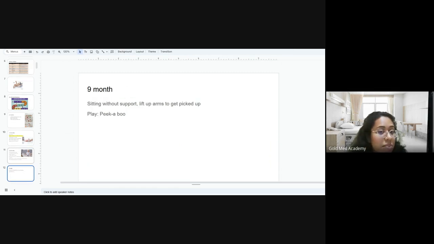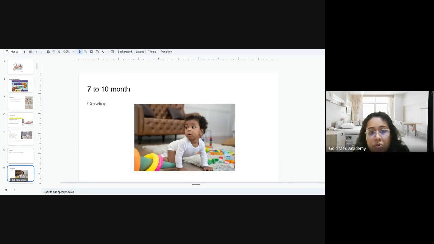Okay. At 9 months, they're really able to sit without support. So even at the 6 month category, they still need a little bit of support to be able to sit up. And at 9 months, though, they are fully sitting without any support. And they can usually even lift their arms up to get picked up, as in, pick me up. Okay. Peekaboo would be an appropriate age game to play with this age group. They really get a kick out of it with peekaboo.